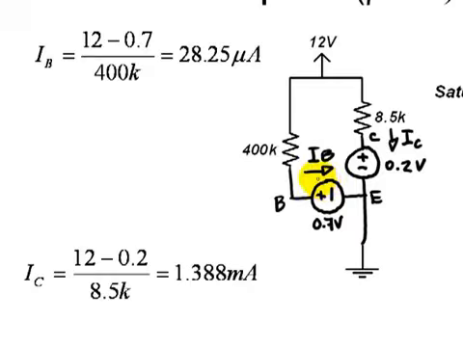Even if we were to increase the current IB, you say how? Well, by decreasing this resistor here. If we were to decrease that resistor, the current IB would increase, but the current IC would remain the same. The saturation current of this transistor in this circuit.